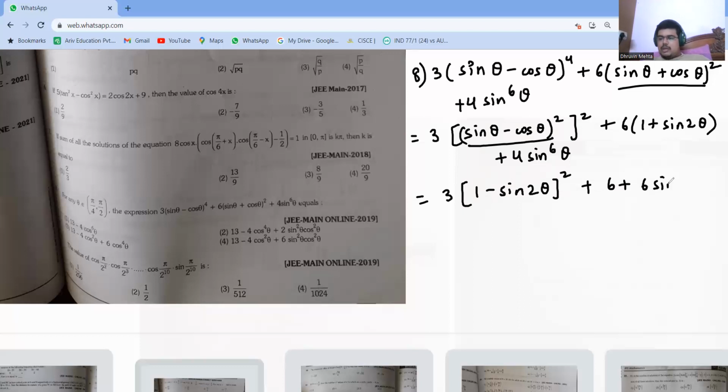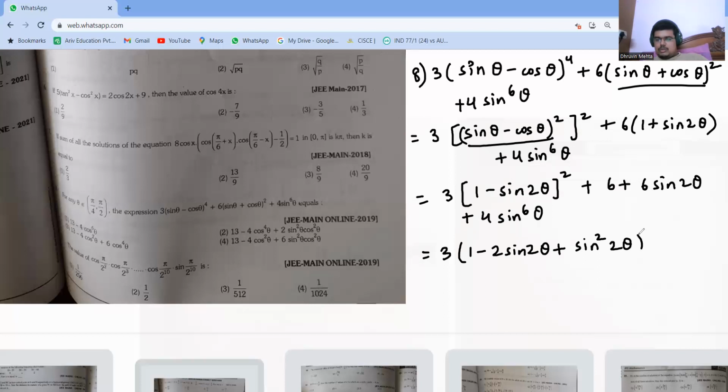चलो इसको पूरा expand करो and tell me what are you getting. When I say पूरा expand, you have to just use a minus b the whole square formula here and then multiply 3 inside. First use a minus b the whole square. So you will get, this will be 3 into 1 minus 2 sine 2 theta plus sine square 2 theta, plus 6 sine 2 theta plus 4 sine raised to 6 theta.